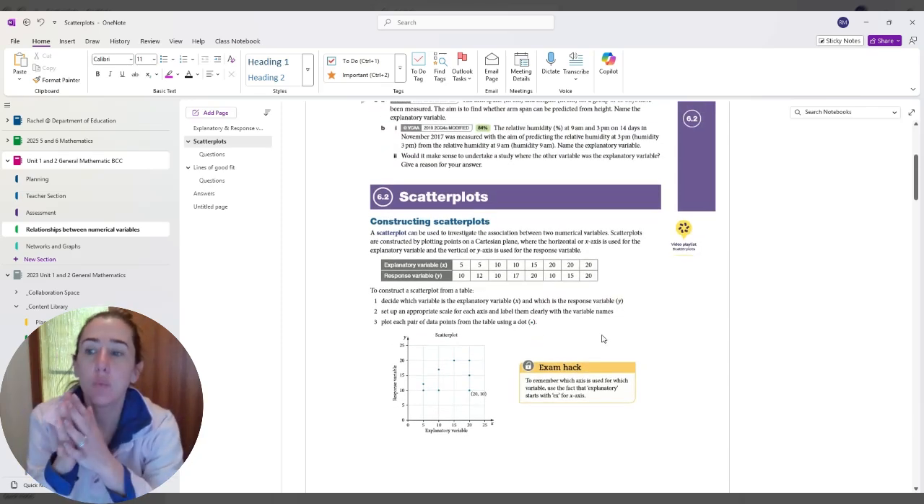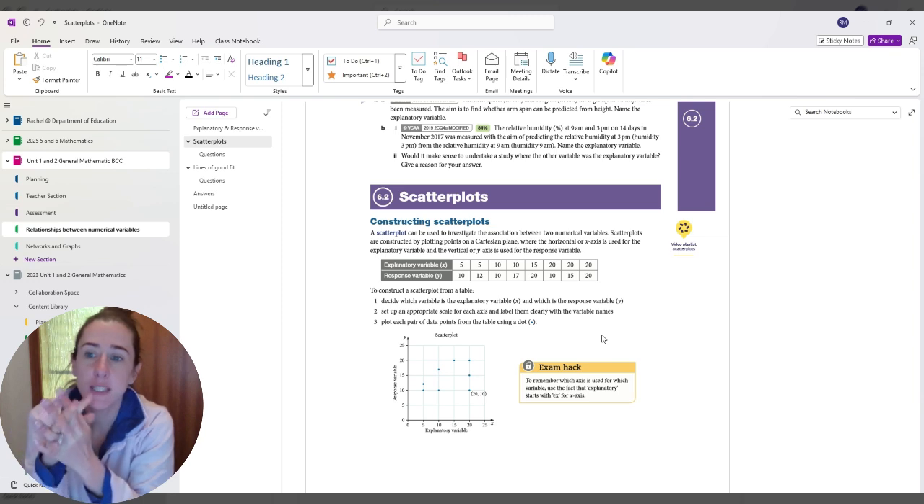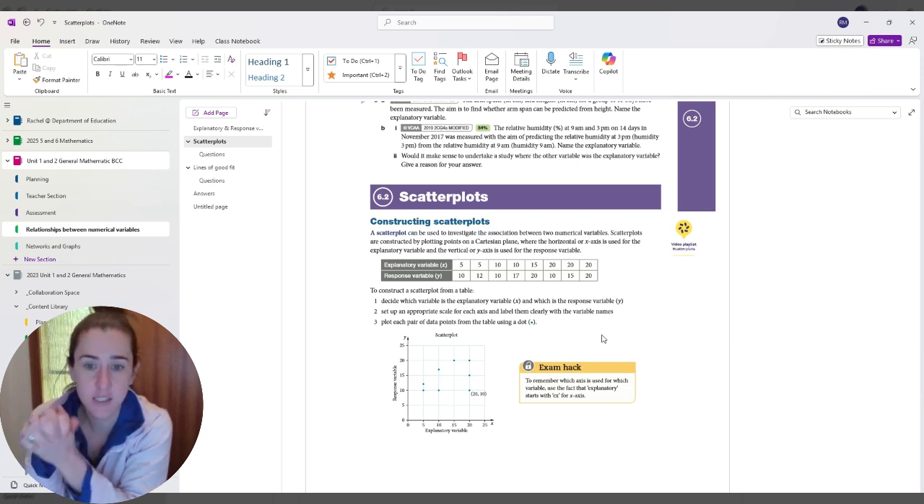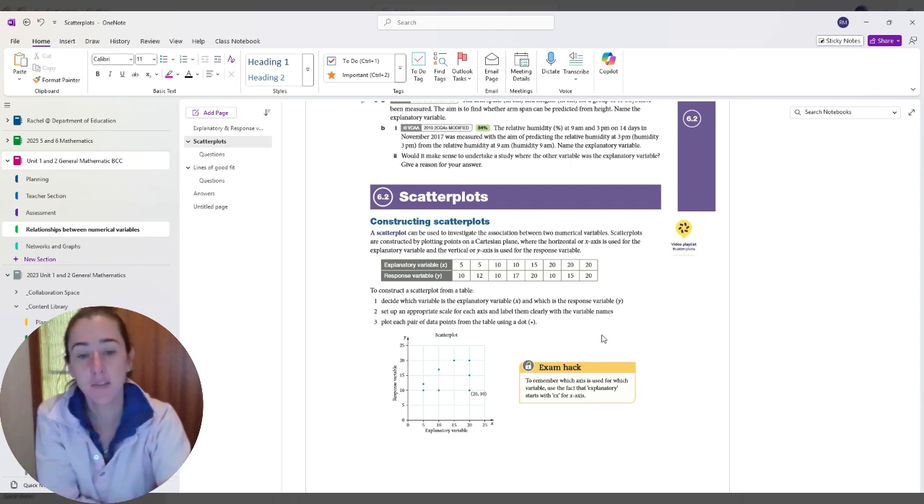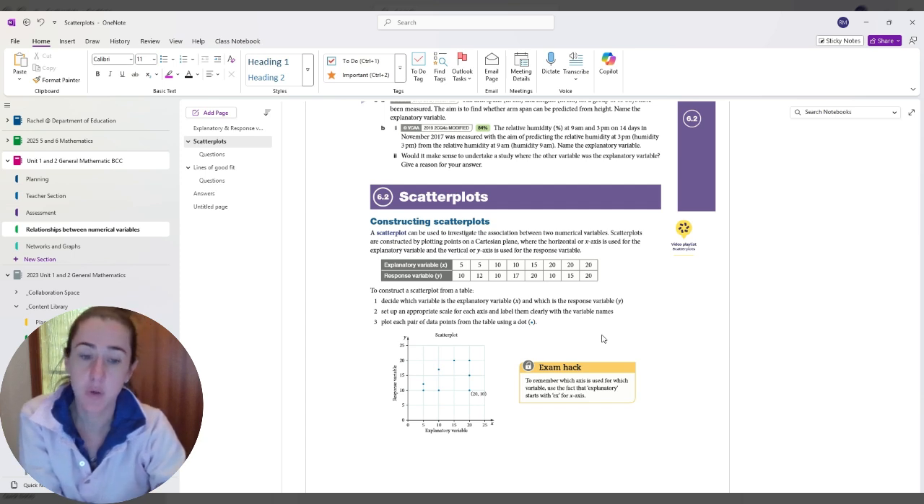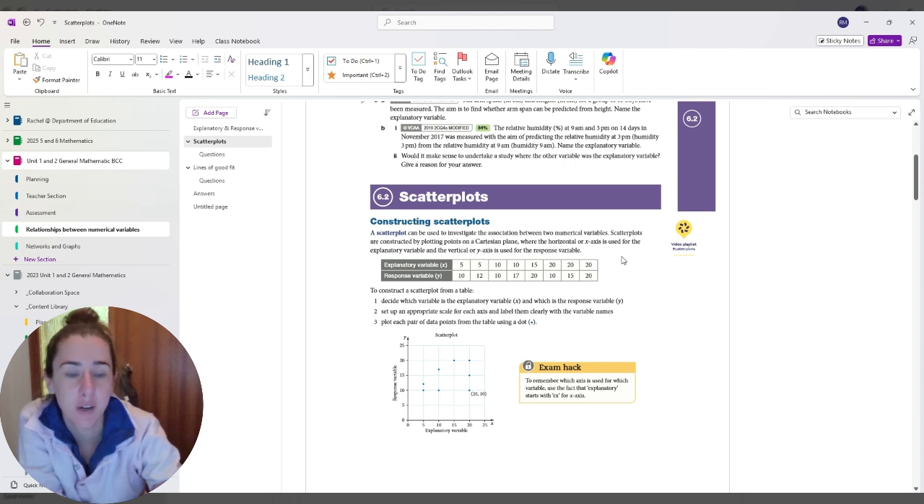So we really have to nail identifying which of our variables is the explanatory and which is the response, because getting that correct allows us to construct an accurate scatterplot. If they are wrong, our scatterplot will be wrong and not give us the right visual for what we want to achieve. A scatterplot is used to investigate the association between two numerical variables, so they have to be numerical.